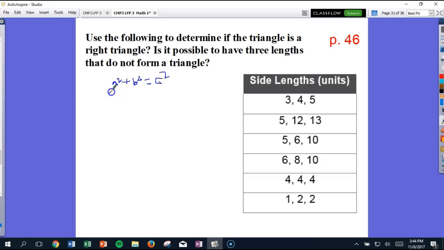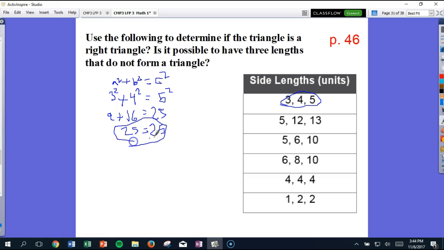But anyway, in this first one we have 3 squared plus 4 squared equals 5 squared. So 3 squared is 9. We talked about 4 squared is 16, and 5 squared is 25. 9 plus 16 is 25. 25 equals 25. So yes, this is a right triangle. If you wind up with both sides being equal, then it's true. Remember, the longest side is always the c side.